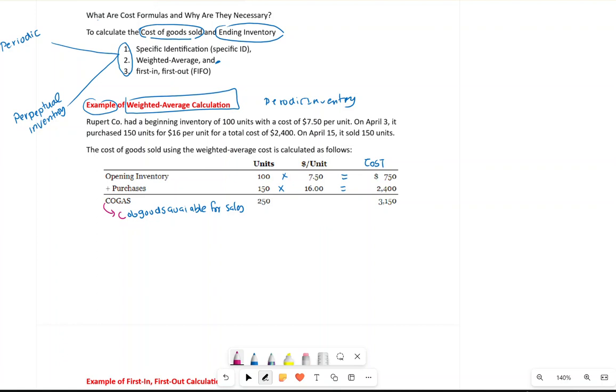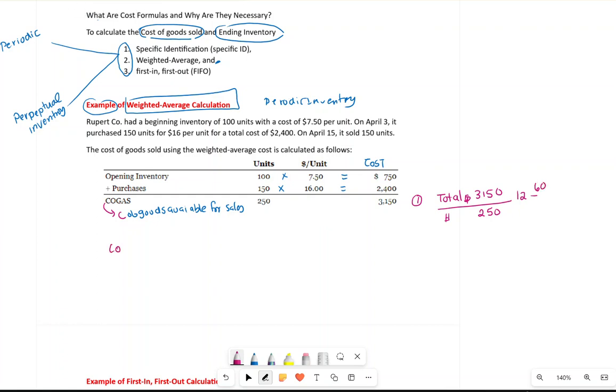When we're using a weighted average calculation, first we needed to calculate the weighted average cost per unit. And how do we do that? The first step is to calculate the weighted average cost per unit. So the total cost of your inventory was 3150. The number of units that we have was 250. So the weighted average cost per unit is $12.60. So that's the weighted average.